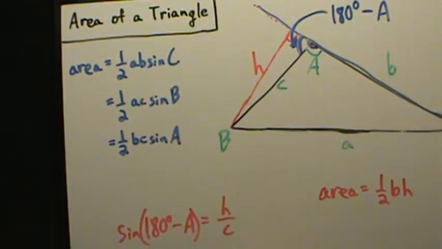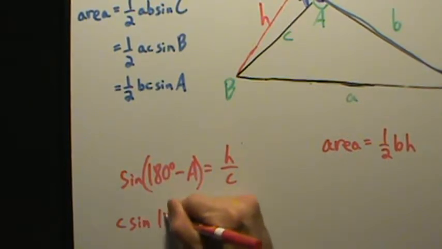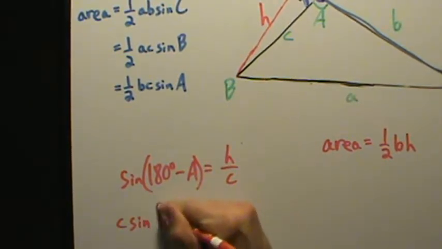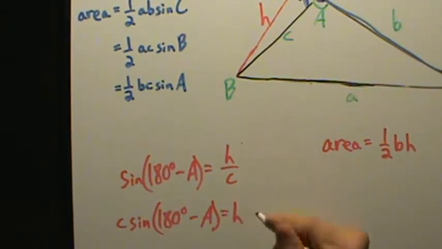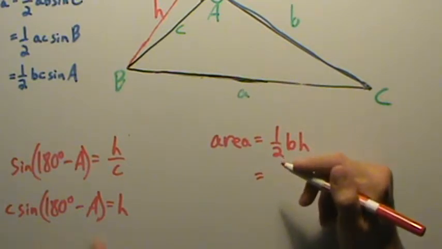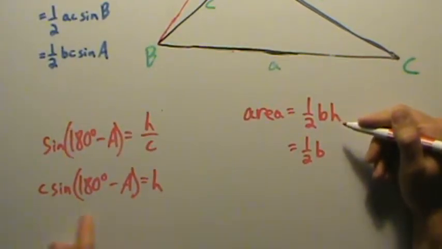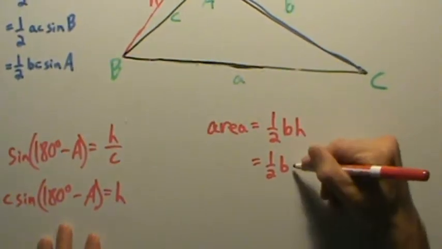So then what we get is multiply both sides by C. We have C sine 180 degrees minus A equals little h. Okay. So now if we go back to this formula, we can plug this in and we'll have 1/2 times B times H. H is C sine 180 degrees minus A.